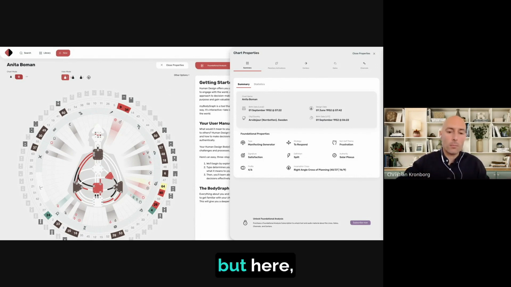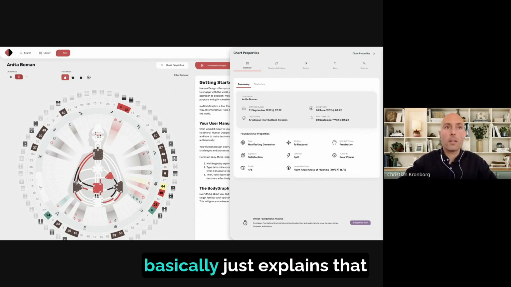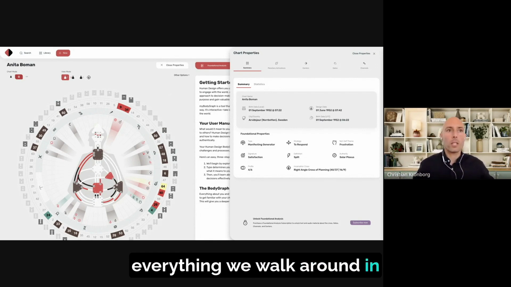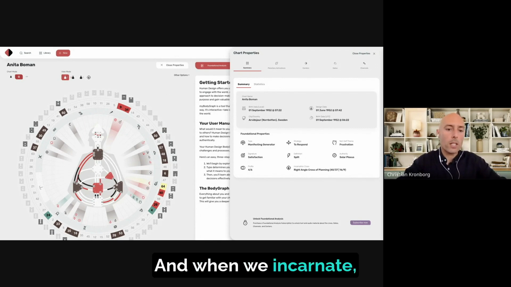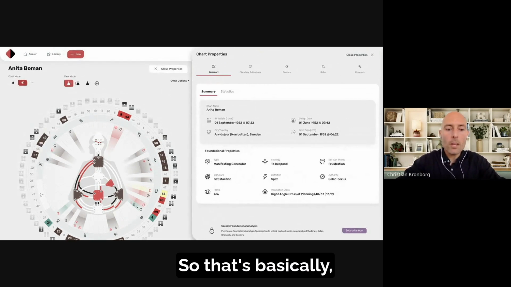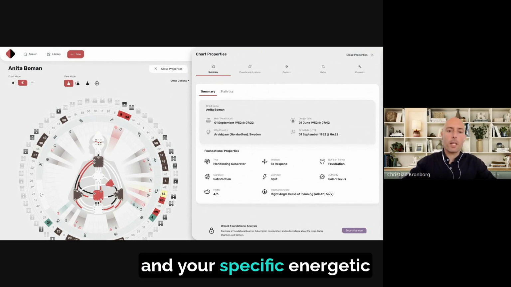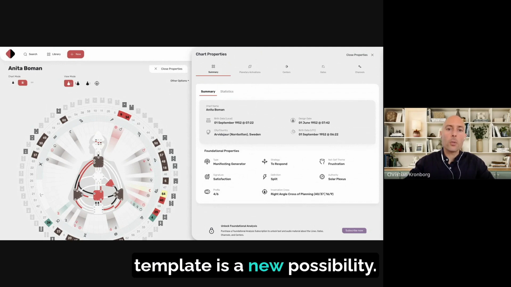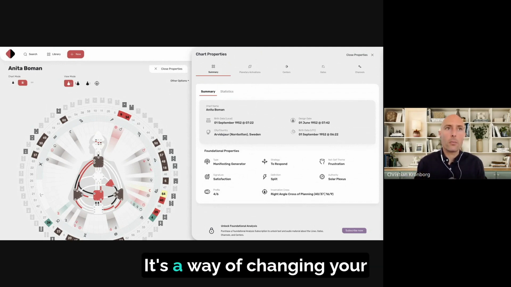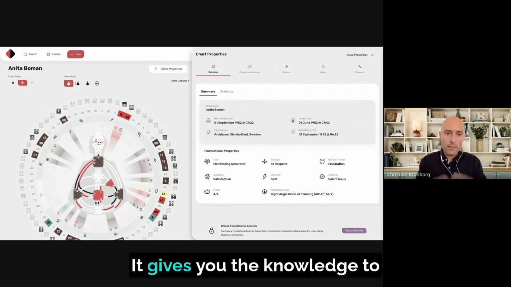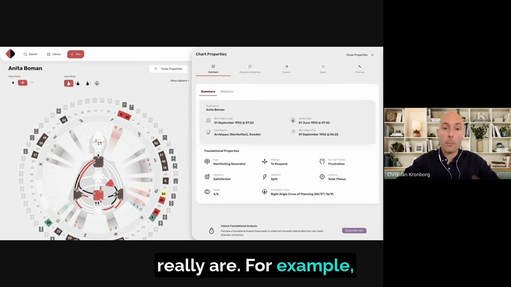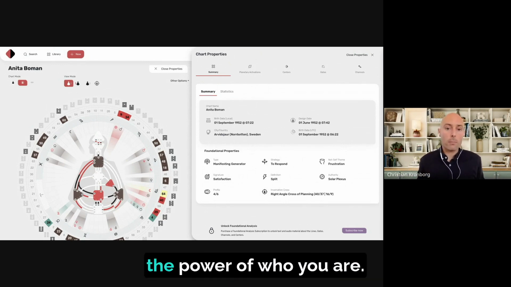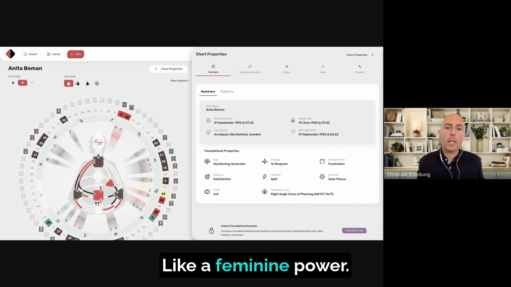And quantum physics in general, or in science, but here in combination with human design, basically just explains that everything we walk around in here is a fabric of life, and when we incarnate, we have this specific design. So that's basically, I would say, human design, and your specific energetic template is a new possibility. It's a way of changing your personal narrative. It gives you the knowledge to begin to share more of who you really are. For example, in your case, maybe standing very strong in the power of who you are, like a feminine power.